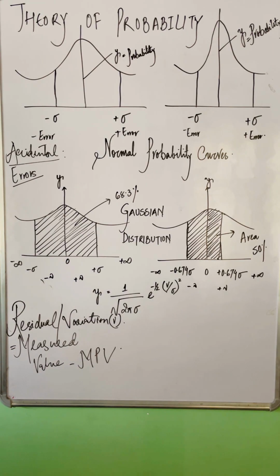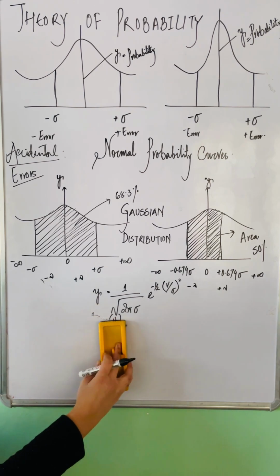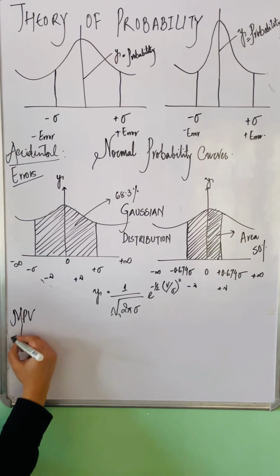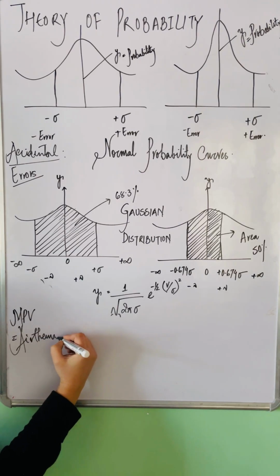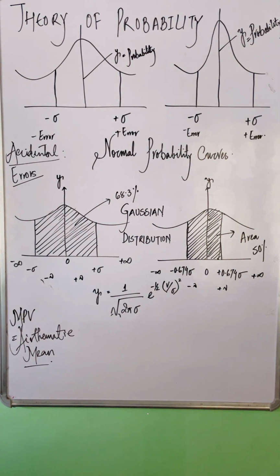All right. Now, what is this most probable value? If all the measurements of the same quantity have been taken with equal care and under the same conditions, the most probable value is equal to the arithmetic mean of the measurements. Most probable value is equal to arithmetic mean of all the measurements. All right, students, and the residual is the difference between measured quantity and the most probable value, and this residual is also known as variation.